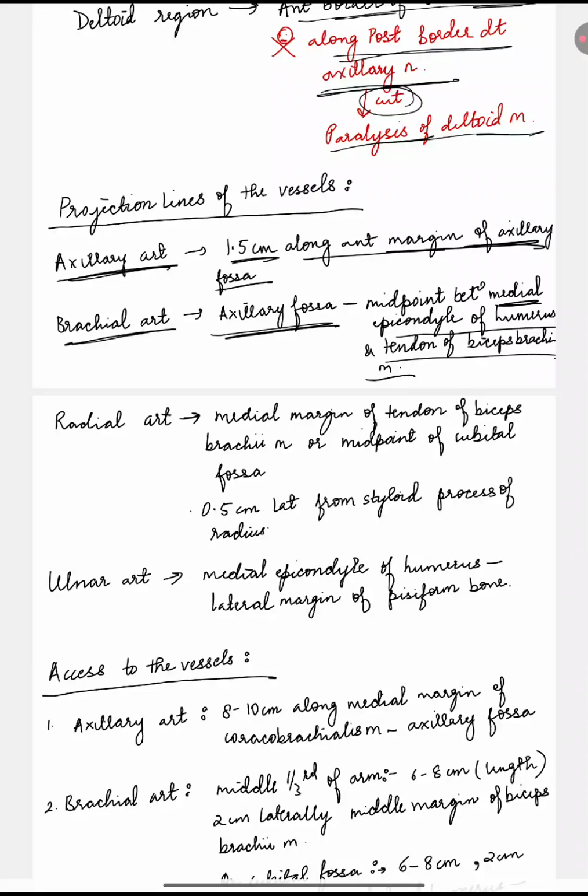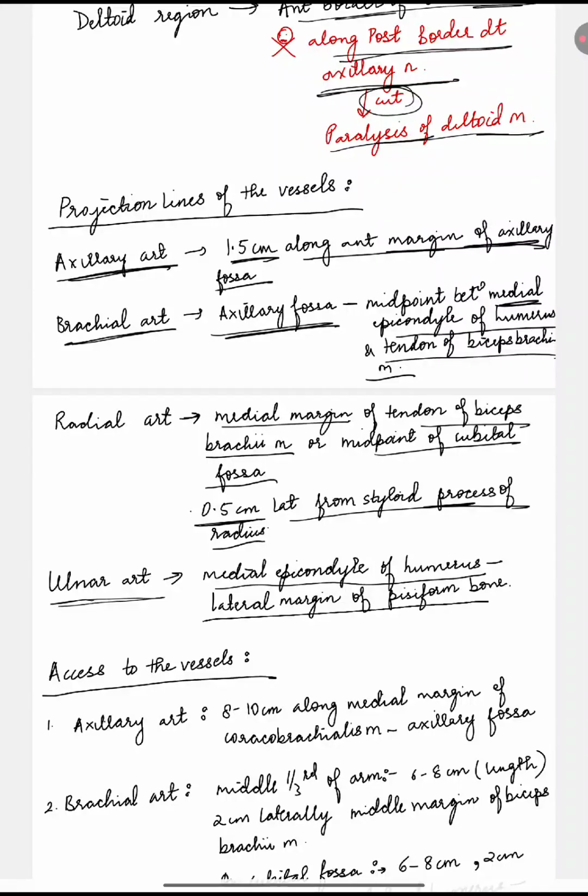Radial artery is at the medial margin of the tendon of the biceps brachii muscle or the midpoint of the cubital fossa, which is 0.5 centimeter lateral from the styloid process of the radius. And ulnar artery is from the medial epicondyle of the humerus to the lateral margin of the pisiform bone.